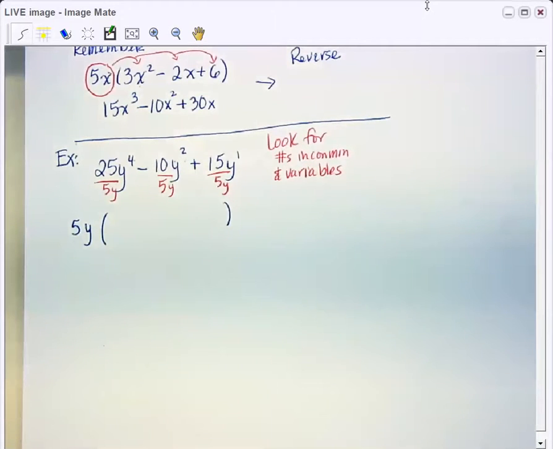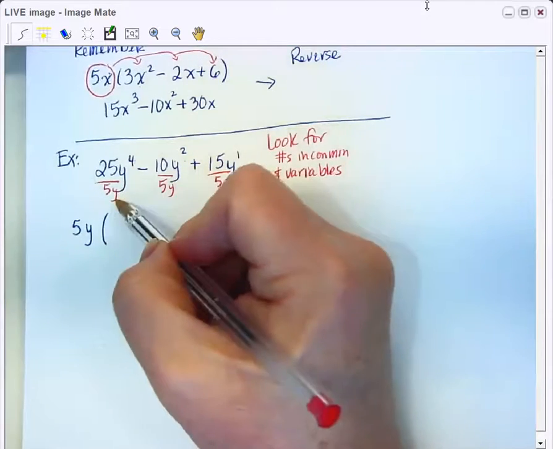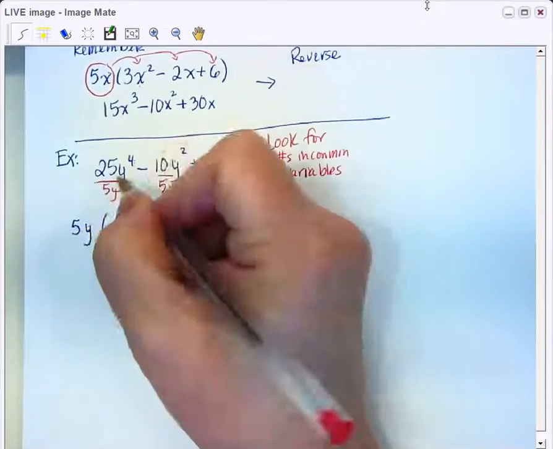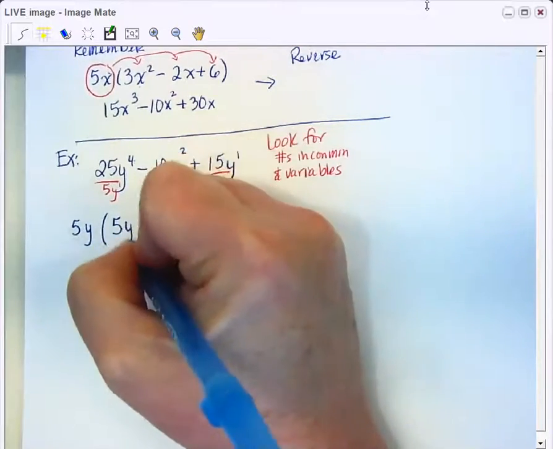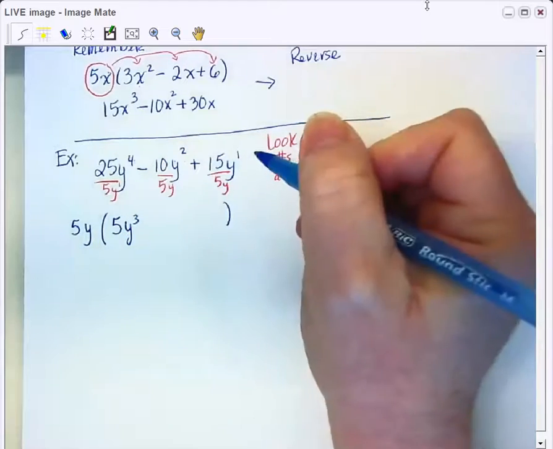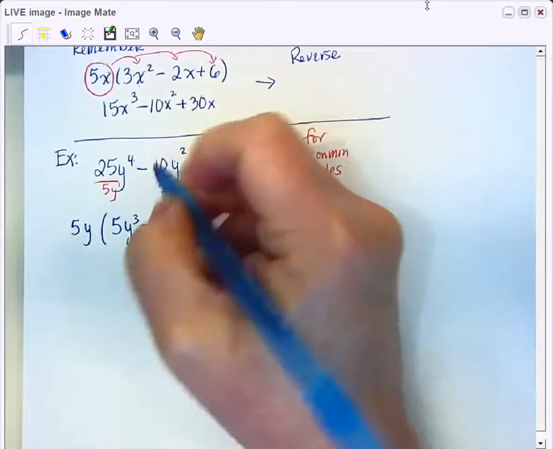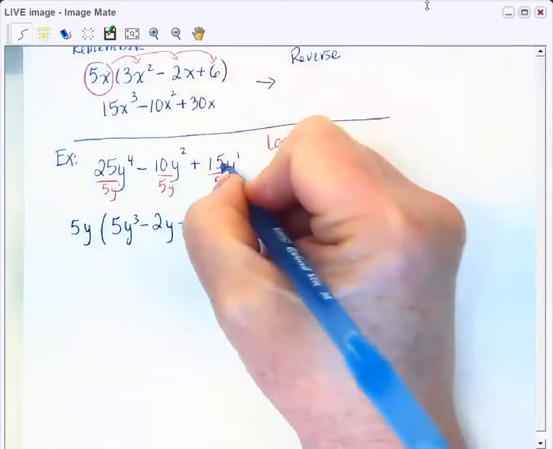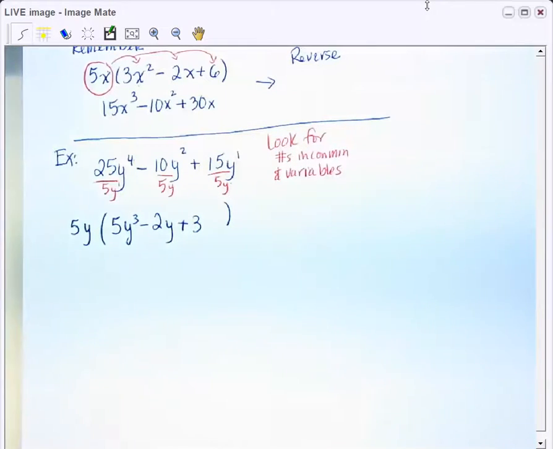I don't think we talked about subtracting exponents, but let's just think about it this way. When we cancel 4 and 1, there's going to be 3 left over. So we're subtracting exponents when we divide. This is going to give us 25 divided by 5 is 5. Y to the 4 minus 1 is 3. Minus 10 divided by 5 is 2. 2 minus 1 is y to the 1. Plus 15 divided by 5 is 3. And 1 take away 1 is 0. And you're done.